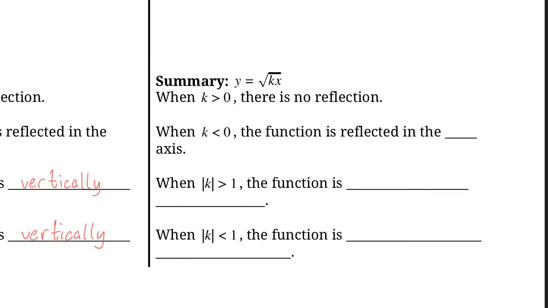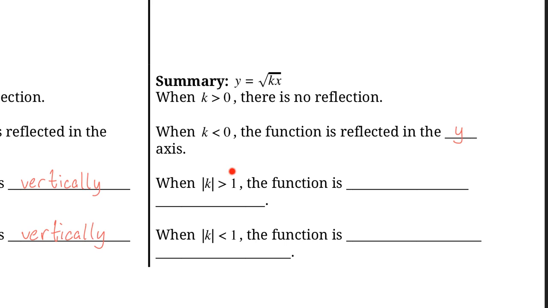So to summarize this, when we have a number inside of our function that we're multiplying or dividing by x, we use the letter k. So when k is greater than 0, when it's a positive number, there is no reflection at all. And when k is less than 0, when it's a negative number, the function is reflected, but now it's reflected in the y-axis instead of the x-axis.